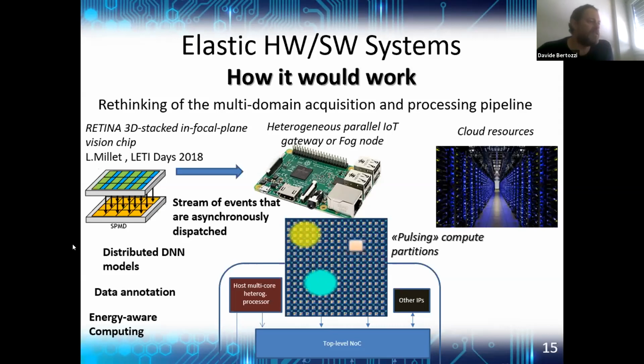Similarly, you may have distributed deep neural network models. A simple way to do that is to have a small deep neural network model executing directly in the vision chip, and you may have some form of estimating whether the inference of this small deep neural network model is trustworthy or not.